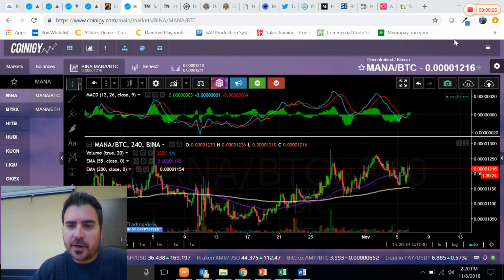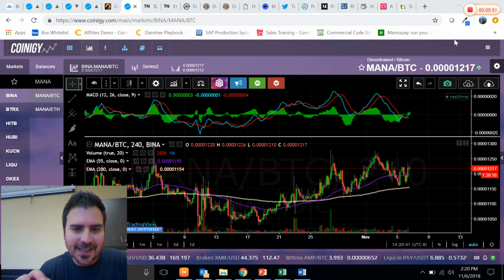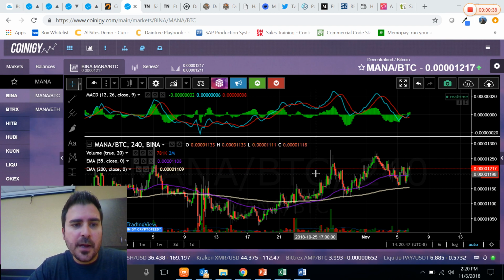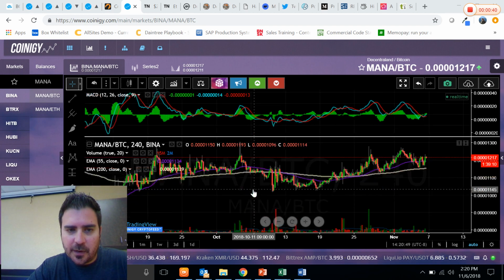Now, here's the Mana chart, and I want to go through a couple things. I want to go through the chart, I'm going to go through a couple articles, and I'm going to go through the actual website very slightly, and I'm going to show you why this kind of makes sense, okay? So first, this is the Mana chart on Binance, right? That's the first thing I want to show you.